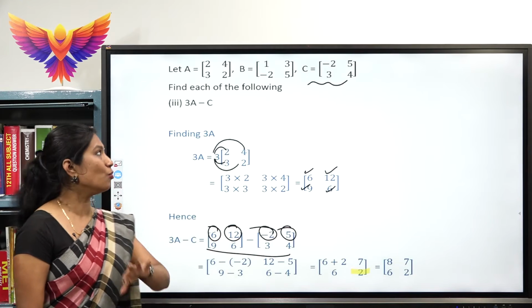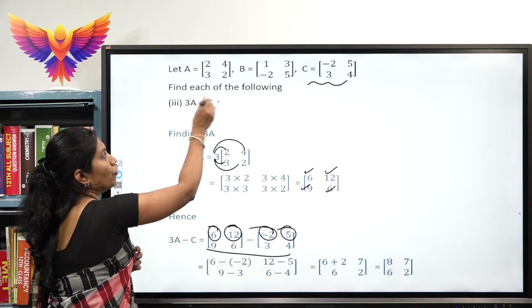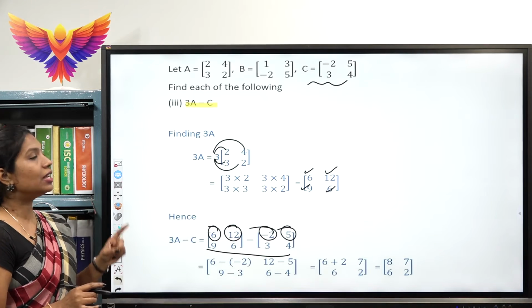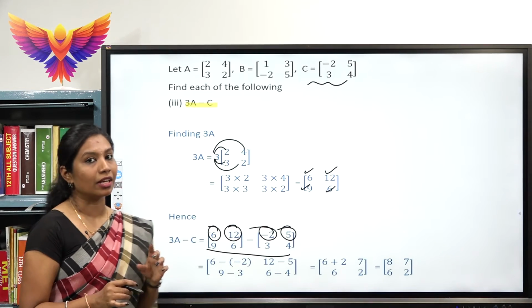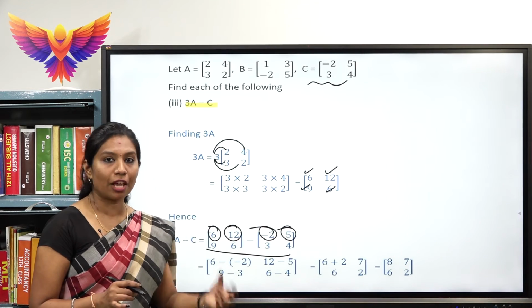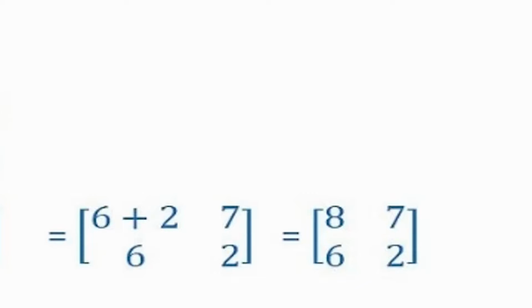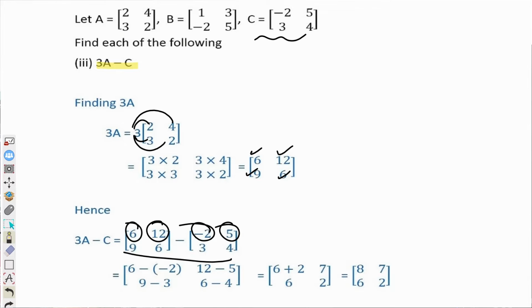No matter what operation you are performing here, it can be anything, but ultimately the final result you get should be of the same order as the initial matrix that has been given. It can be addition of 2 matrices, it can be a subtraction. We should get the same order which has been given in the question.